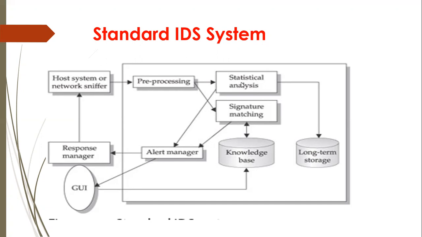And the statistical analysis also will be doing the same thing. The reports generated by the statistical analysis will be stored in the long-term storage for future use. If any suspicious activity is found, it will analyze the incoming packets and the outgoing packets. If the CRC of a packet is changed, it will identify that kind of anomalous activity and alert the manager.